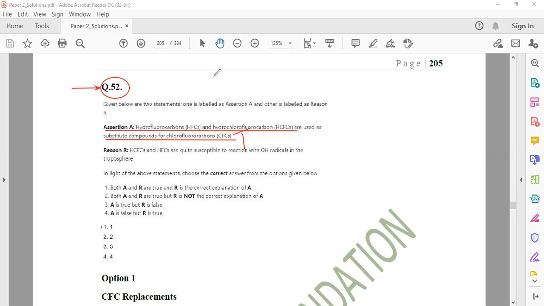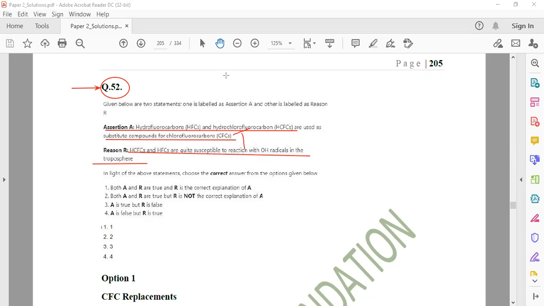Then in the reason, you can see here, hydrochlorofluorocarbons and hydrofluorocarbons are quite susceptible to reaction with OH radical in the troposphere. Absolutely true, because they have active hydrogen with them and they can easily react with OH radical. That's why they have a lesser lifetime and hence lesser chances to remain in the environment, and that's why they are not able to damage our ozone so much.